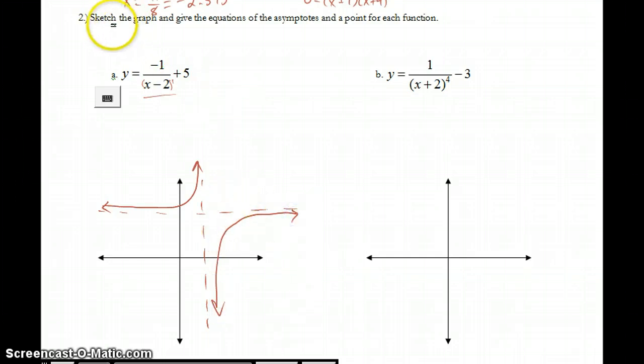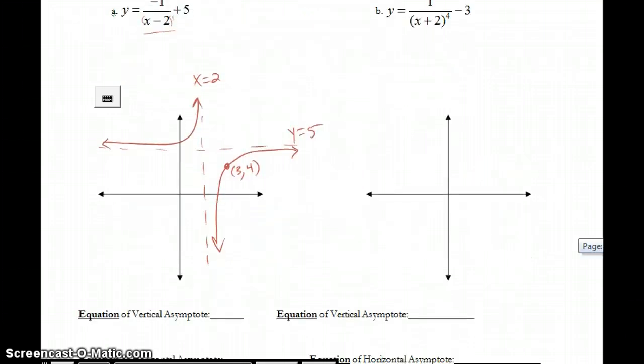And we are looking to sketch the graph and give the equations of the asymptotes and a point for each function. This asymptote we shifted right 2. This asymptote we shifted up 5. This point here is 1 to the right of 2 at 3, 1 below 5 at 4. And I'm going to do one other question here as well.